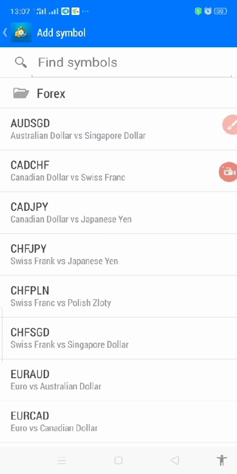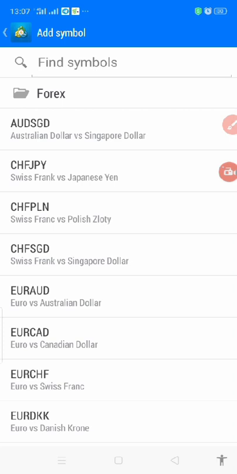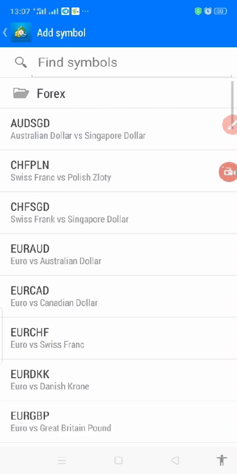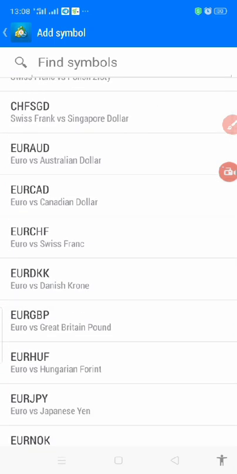We'll also have Canadian dollars CHF, Canadian dollars JPY, and Swiss franc versus Japanese yen. We have the likes of Swiss franc Polish zloty, and Swiss franc Singapore dollars. We don't trade those ones often. Those ones are called exotic pairs. I will show you the list of exotic pairs.